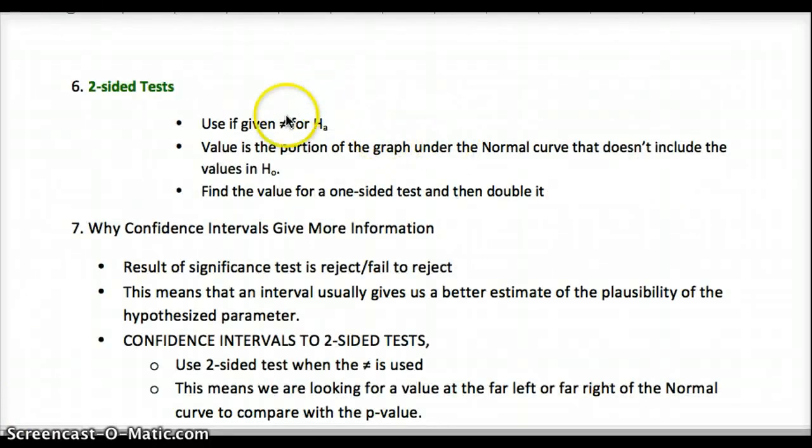A two-sided test implies we're looking at both the left and the right of the normal curve, so we'd have a not equal sign for our alternative hypothesis. That just means the value could be smaller or larger.